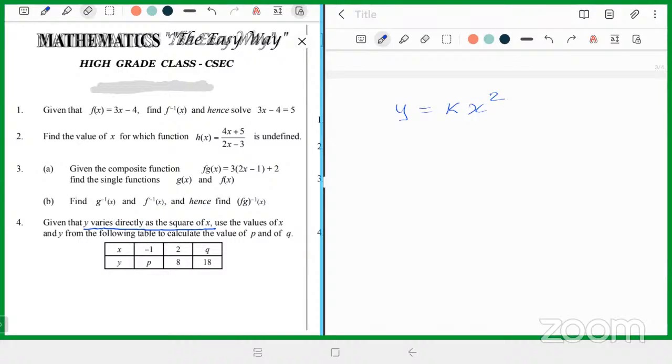All right, and the question is telling us to use the values of x and y in the table to calculate the value for p and the value for q. And the method we're using in the class is one where we always find k first. It can be done without finding k because this question is not asking us for the value of k. We're practicing that because a lot of the questions will ask for k. And so we say we're going to find k first.